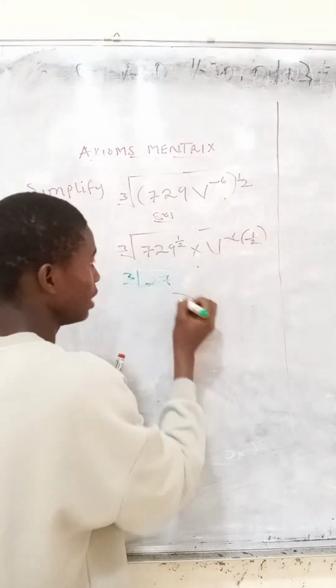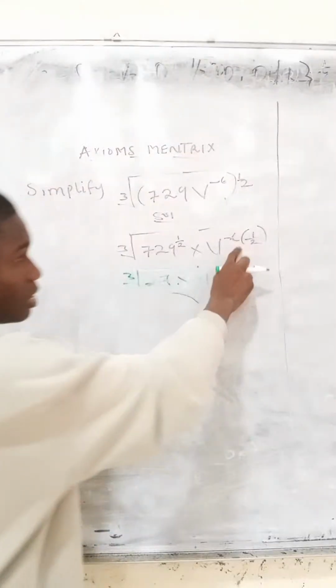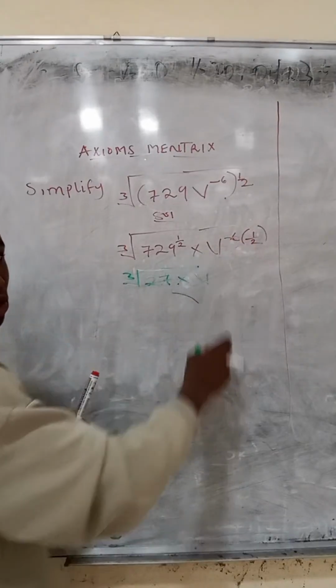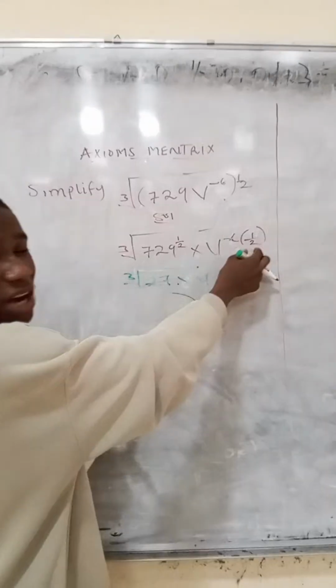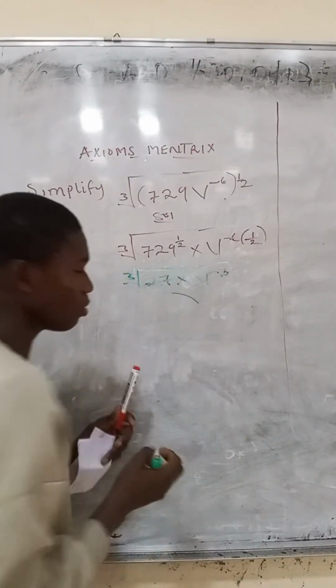Now everything is still here, multiplied by my V. Whenever you see something like this in indices, you just multiply this by this, which is going to give me my minus 6. Then divide by 2 is going to give me my minus 3. You understand?